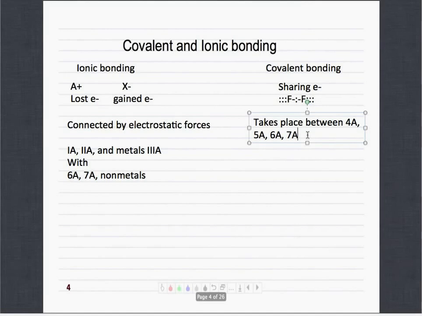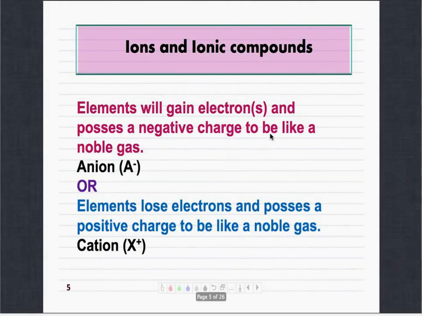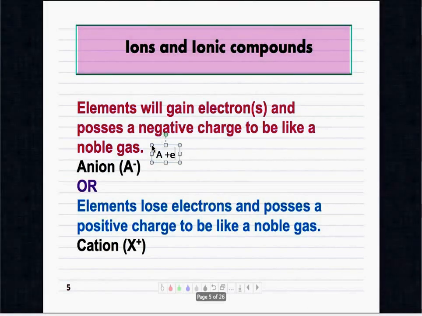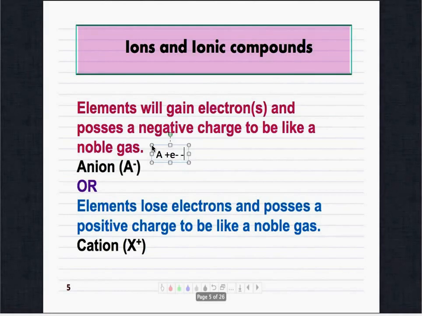So these are the two kinds of bonding that we're going to talk about, ionic and covalent bonding. Now let's start with the ionic compounds and talk a little more about them. Ionic compounds are formed from ions. Elements will gain an electron and take on a negative charge to be like a noble gas, and these are called anions. So A will gain one electron and it will be A minus. We call this A minus, the atom with a negative charge, an anion.